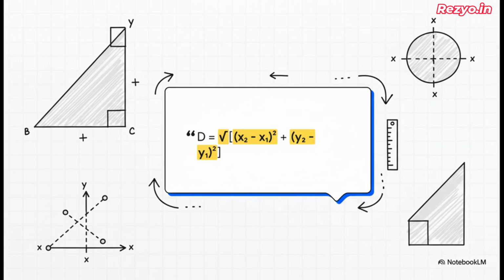And when you just rearrange that Pythagorean theorem a little bit, voila! You get this elegant formula right here. This is our shiny new distance ruler. It's ready to go. It can measure any line, anywhere on the plane. All you have to do is plug in the numbers.